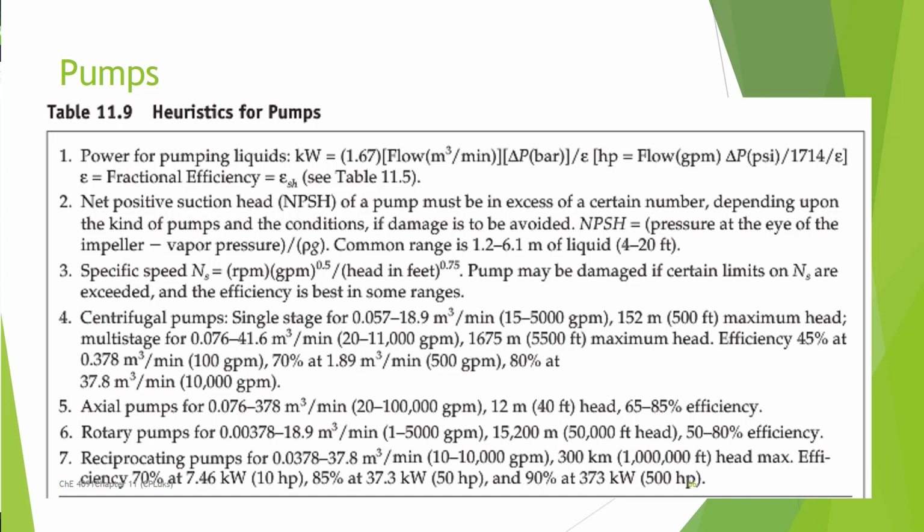So in our textbook, we have Table 11.9 as heuristics for pumps. And so probably a lot of details about a pump that you've not thought about yet. And we'll be looking at these in more detail later. But these are some of the things that you may need to know: typical values, and what type of pump, centrifugal or axial or rotary, reciprocating, etc. And so different guidelines for those.